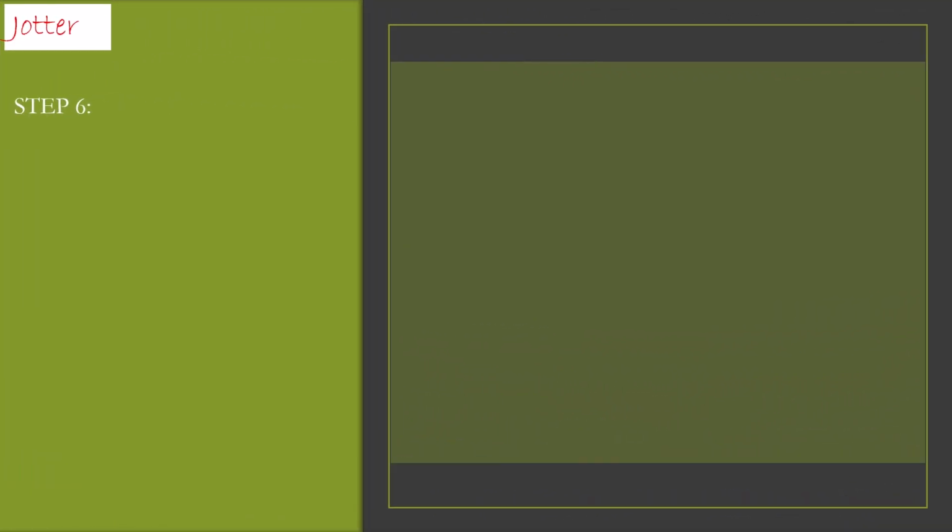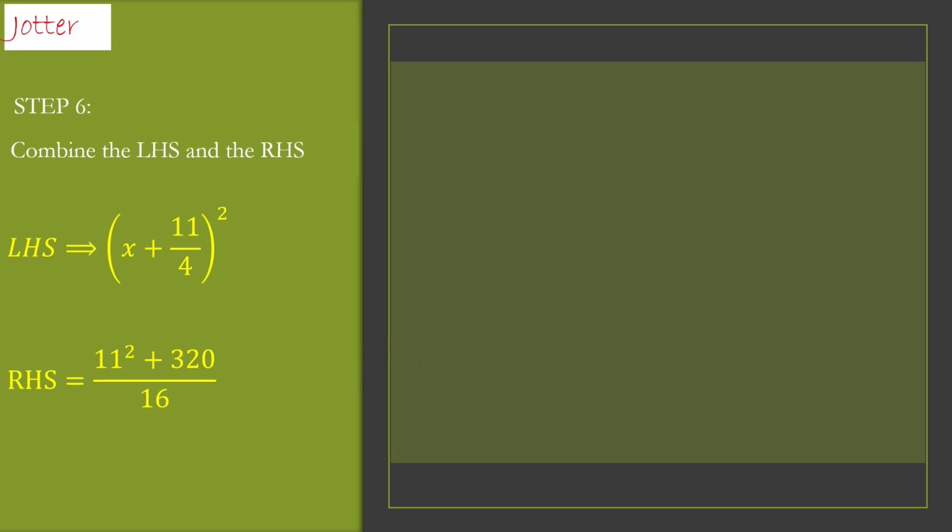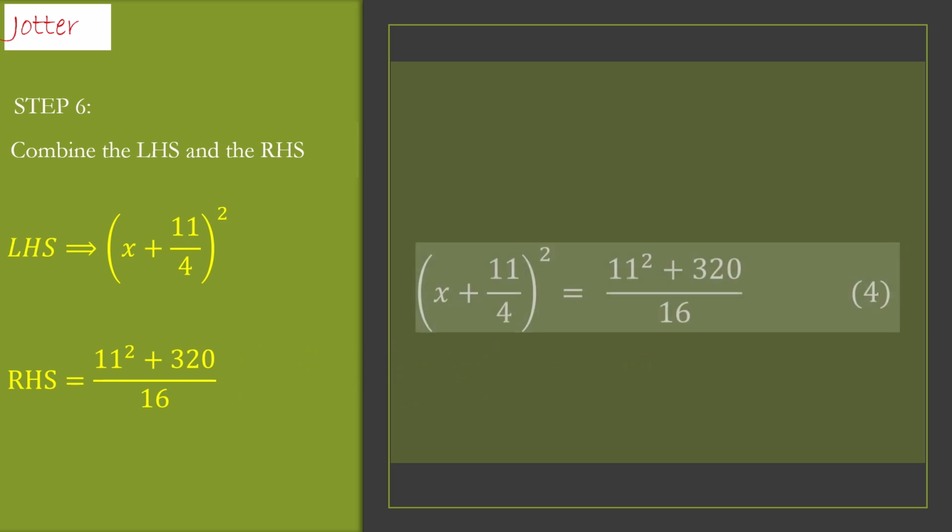In step 4 and step 5, we first simplified the left hand side and the right hand side. So in step 6, we bring the two of them together by combining the left hand side and the right hand side. The left hand side is that and the right hand side is this. Putting the two of them together gives expression 4.